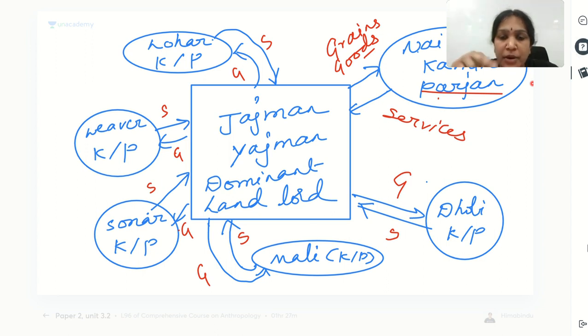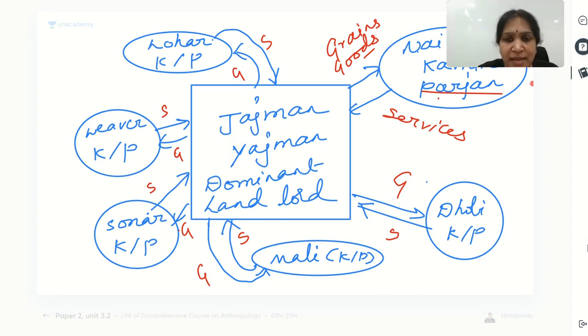And also observe one point. I gave this answer because somebody asked me, the sonar is a rich man, so why will he be in this system? But how will he become rich? You need to give services to somebody, right? Moreover, the traditional sonar is not like the super fancy gold shops these days. The jajman will purchase gold, and he will make the ornament for him. Is it clear? He would only make the ornament for him.